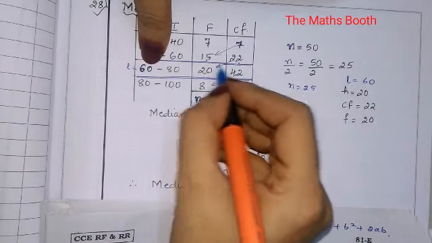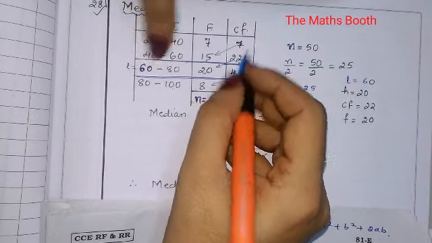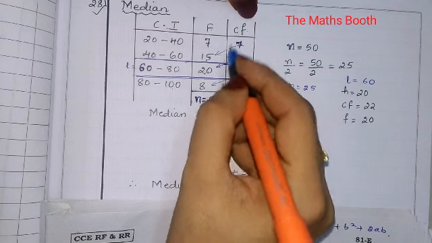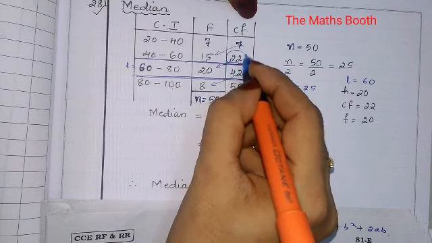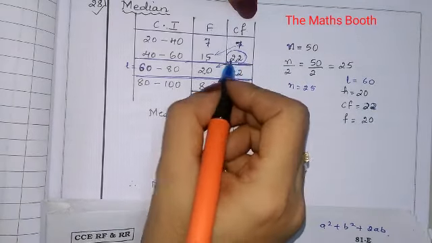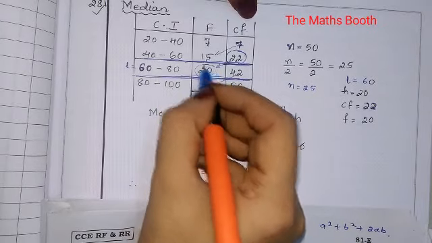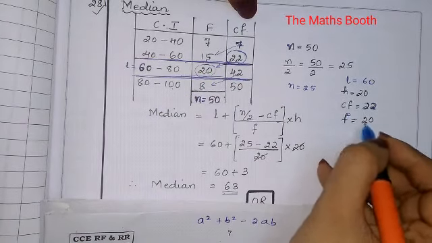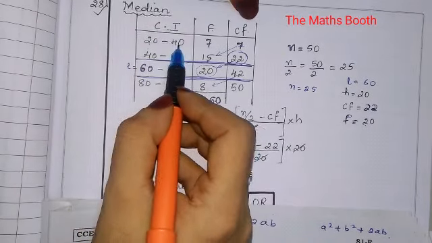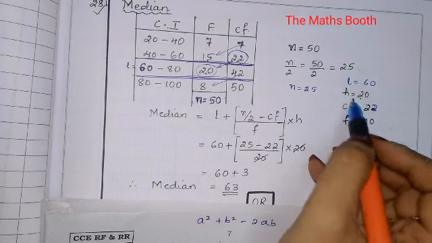CF we always take from the line right above. In the CF column, CF is not 42, but whatever number is above this line, that is CF. CF is 22. F is on the same line, in the frequency column: F is 20. And H is nothing but the size of the class interval. 20 to 40 is 20. So this is all the values we have got.